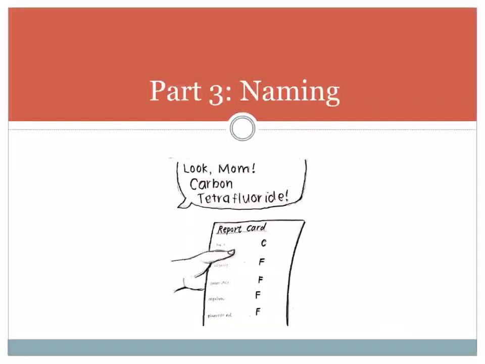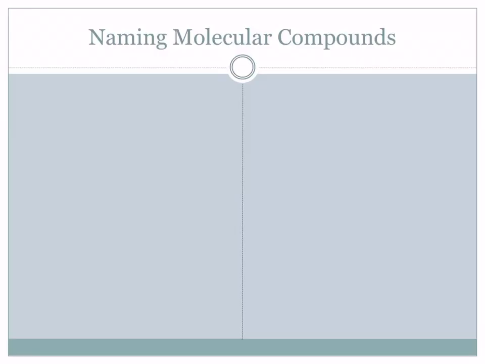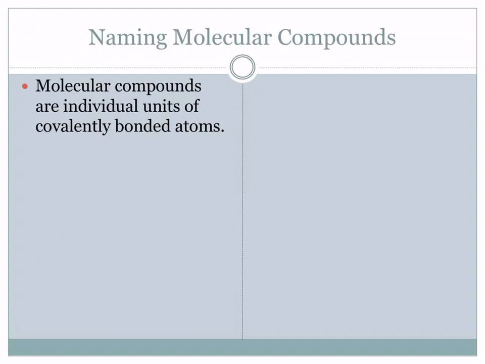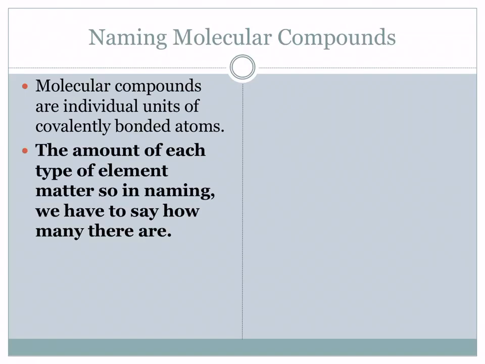All right, so this is part 3, and it's the last part on covalent bonds, and we're going to talk about how we name covalent compounds. Naming covalent compounds is a little different because of those individual units, versus ionic compounds where they're in that fixed ratio. With covalent bonds, the amount of each element matters. So in naming, we have to say how many there are.